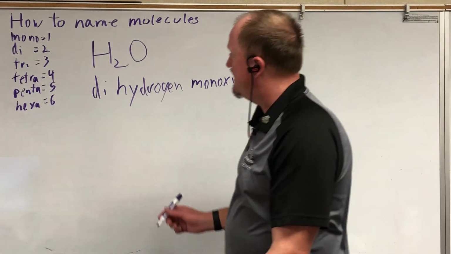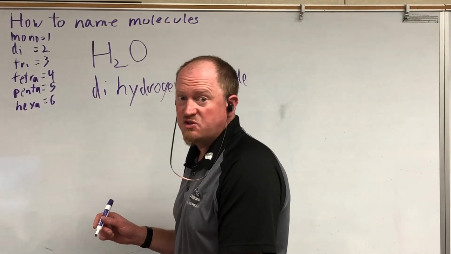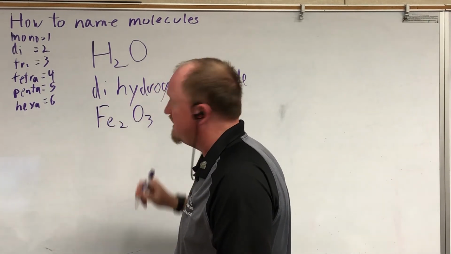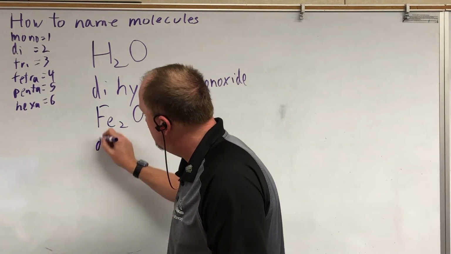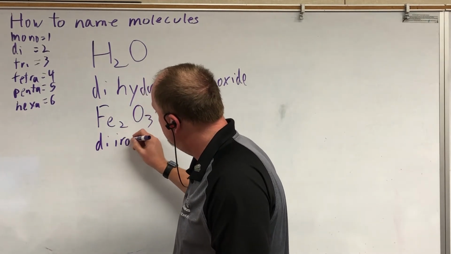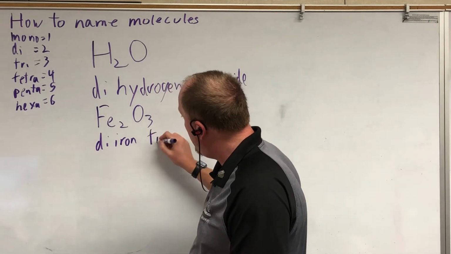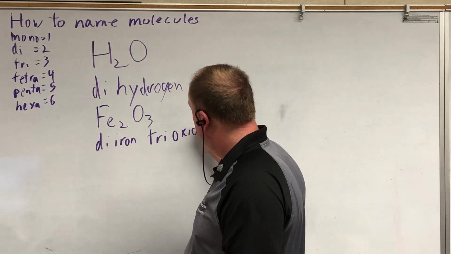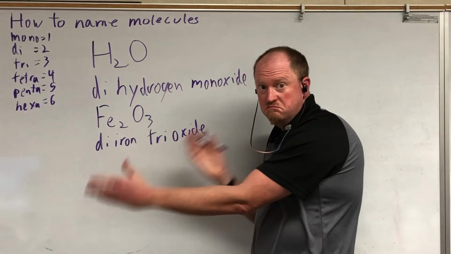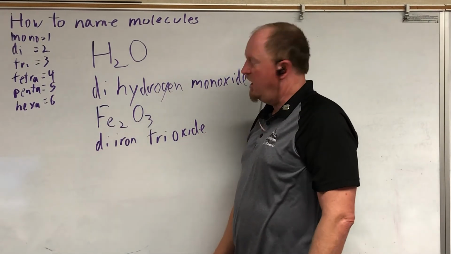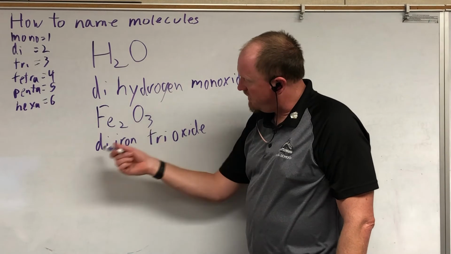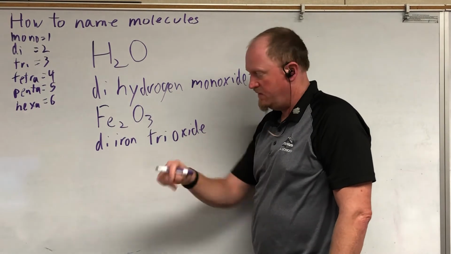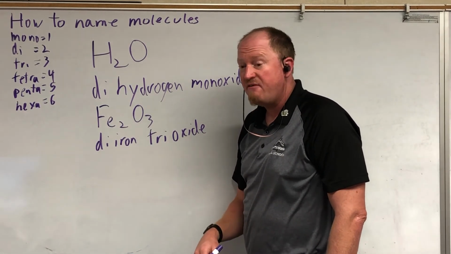Here's something. How about hematite? Hematite is a very common rock. It's what makes Mars red. It's Fe2O3. So this would be diiron trioxide. So far so good. 2 iron, so di, iron. 3 oxygen, trioxide. Let's see, do I have enough room on this board? I appear to have enough room on this board.